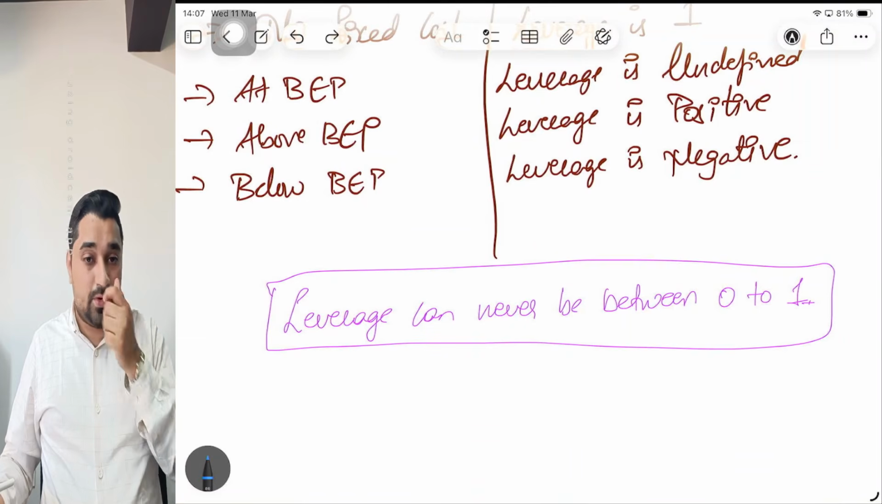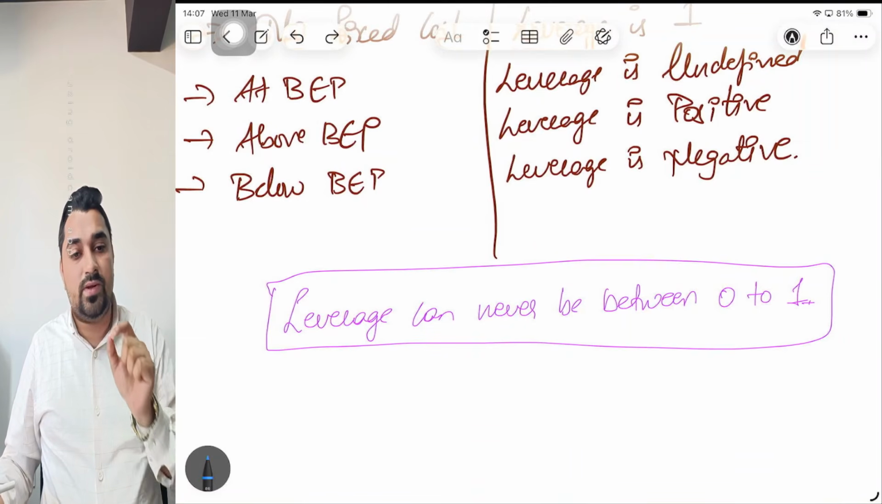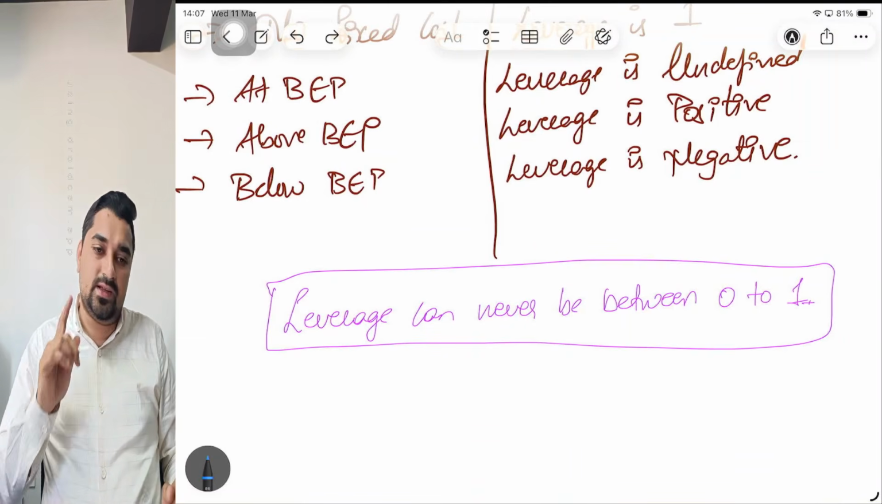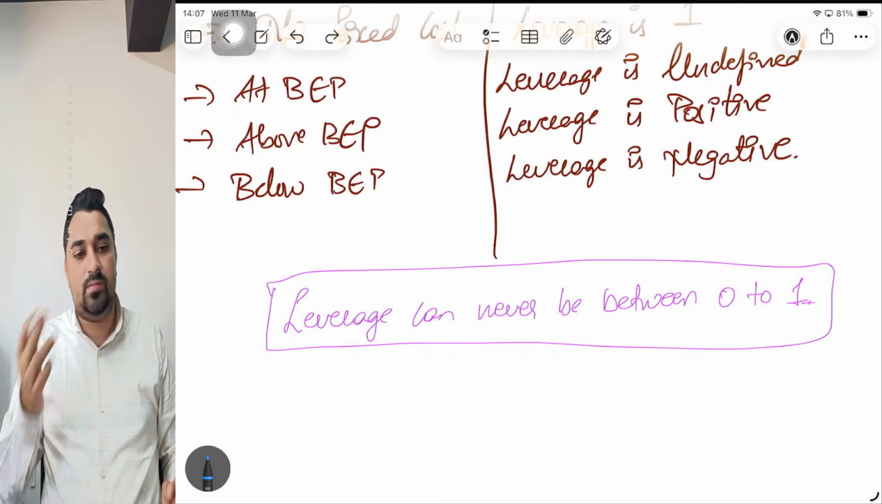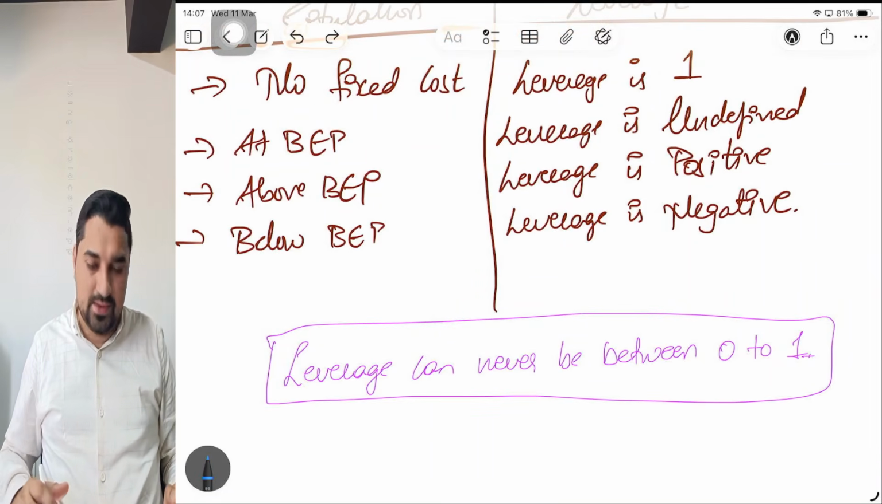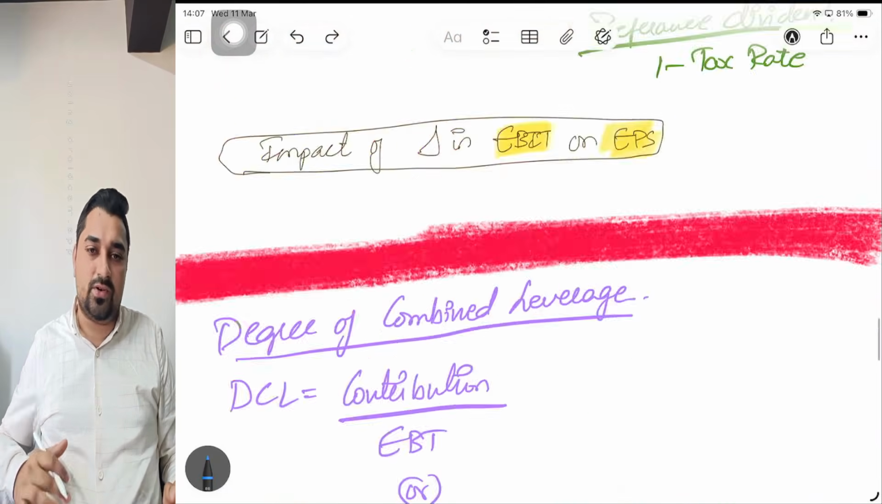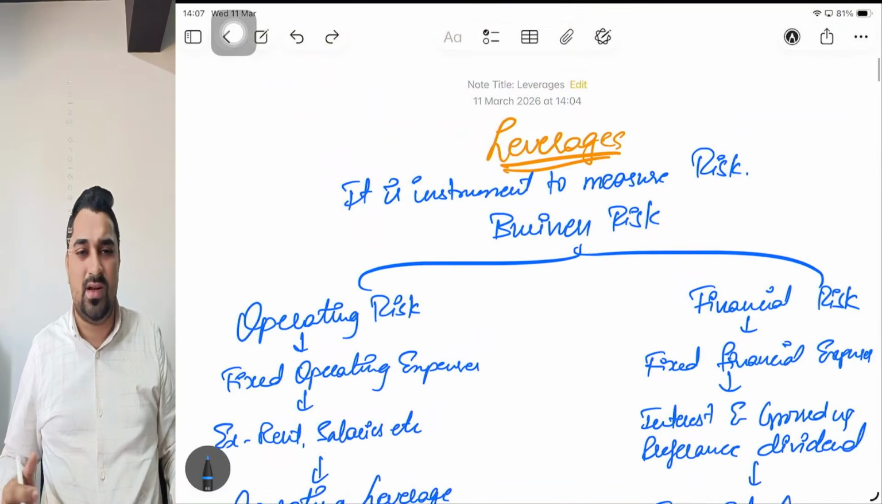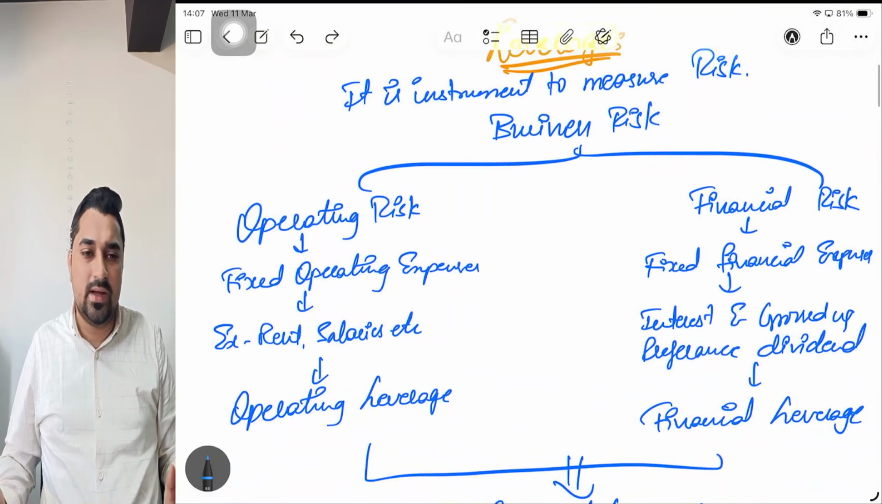Again, one more important aspect: leverage can never be between 0 and 1. It can either be 1, it can be negative, it can be positive, or it will be undefined. Leverage can never be between 0 and 1. So these are all the concepts which are important from the leverage chapter. Again, a formula oriented chapter, very important and very scoring.